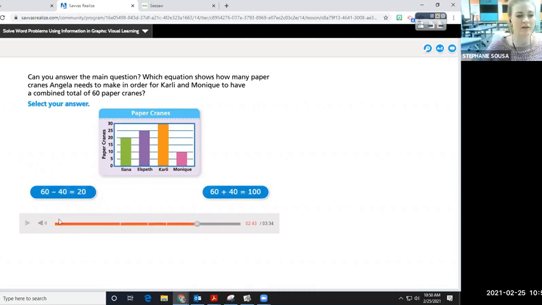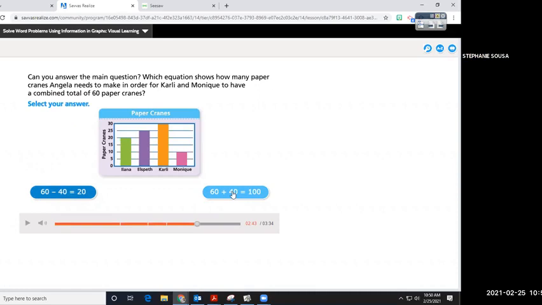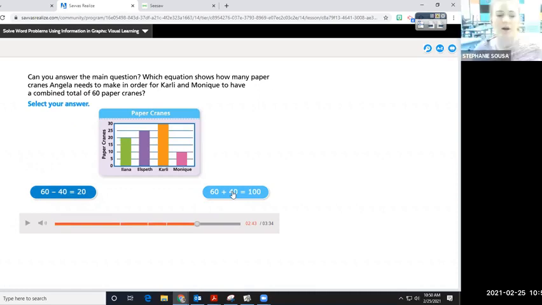If you think the answer is 60 plus 40, cover your camera. All right, now y'all are being silly because some of y'all covered your camera for both of them. How are you going to add and subtract? The correct answer here is 60 subtract 40.